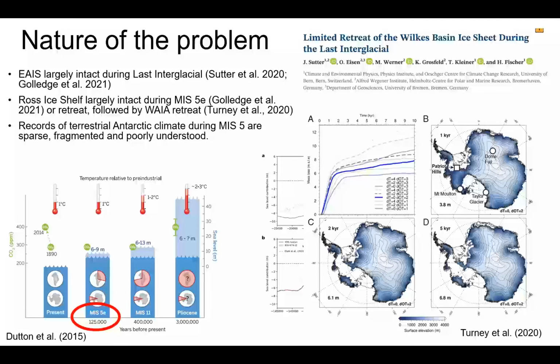The challenge is that the records of the Ross Ice Shelf during this time are very poorly understood, as well as the terrestrial records during the last interglacial. And of course, this is an important analog for future warming scenarios as well. We know we lost parts of the West Antarctic Ice Sheet. The question is, how stable was the Ross Ice Shelf during that time, and the associated sea ice around that area as well?